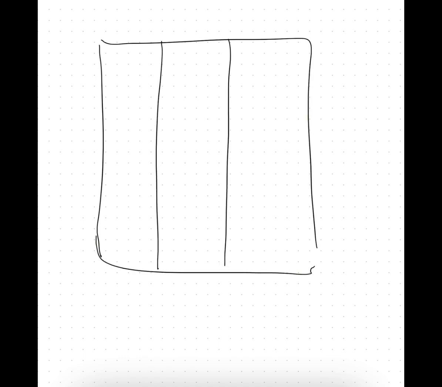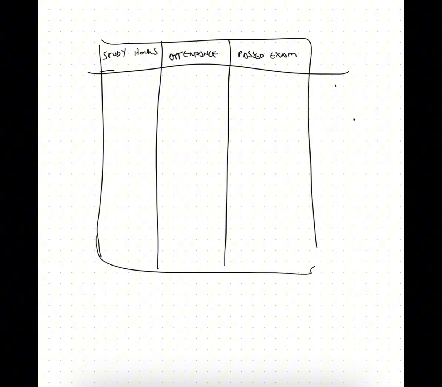Let's start to draw. We have 3 columns. We will have 5 lines based first on study hours, then attendance, and if they passed or not the exam. Let's start to take our notes.